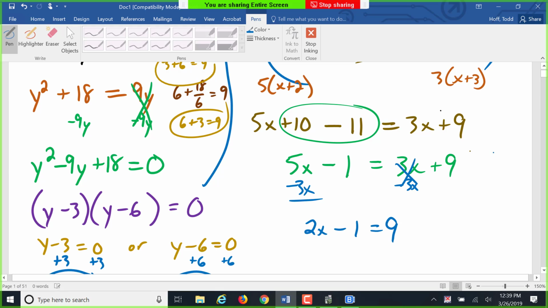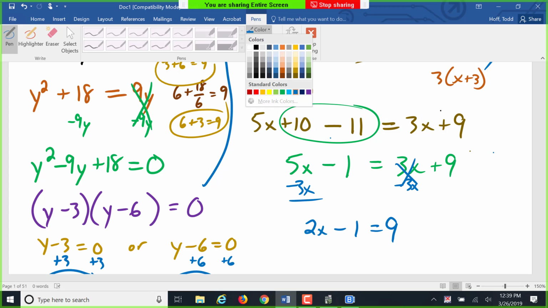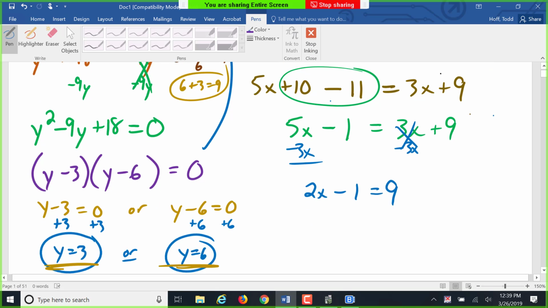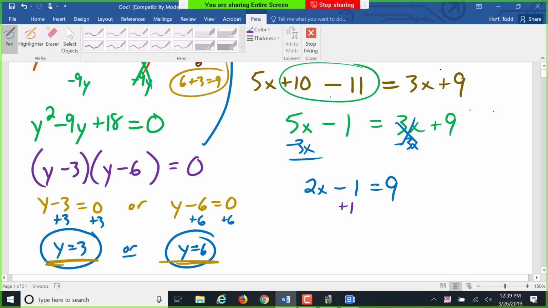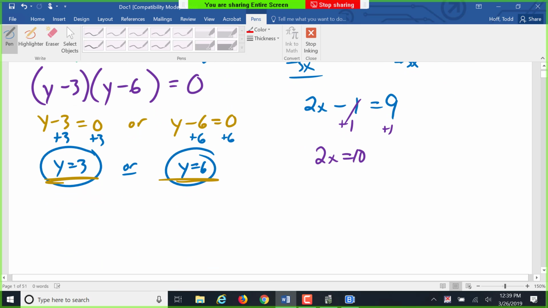2x minus 1 equals 9. Perfect. From there, we will do what? Add 1. 2x equals 10. And then? Divide by 2. So x equals 5.